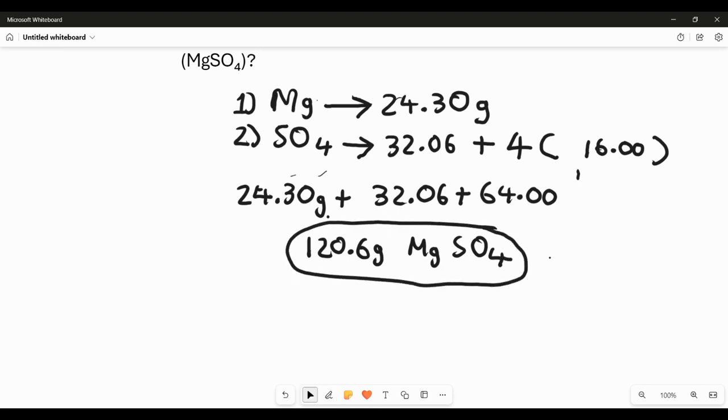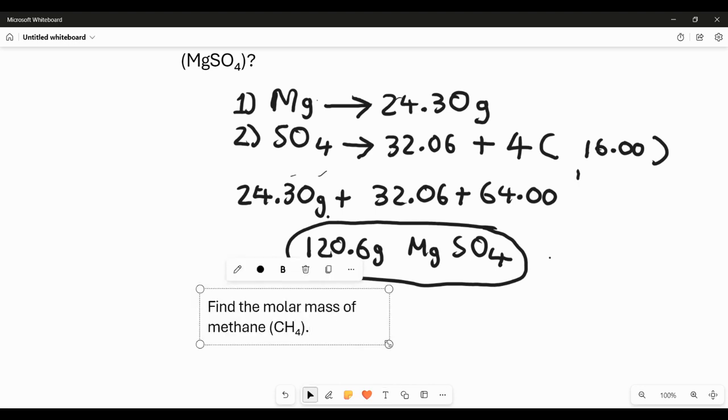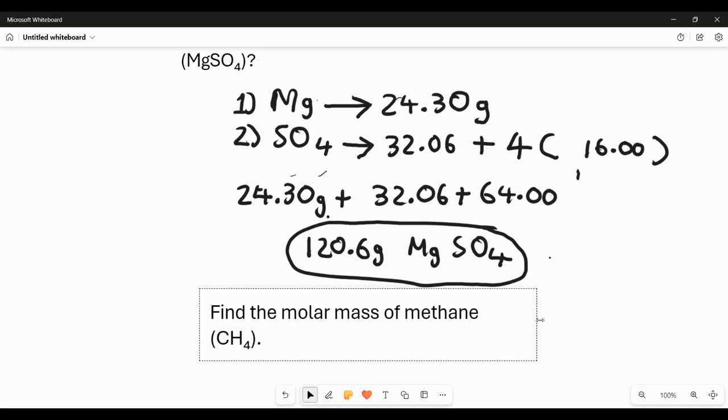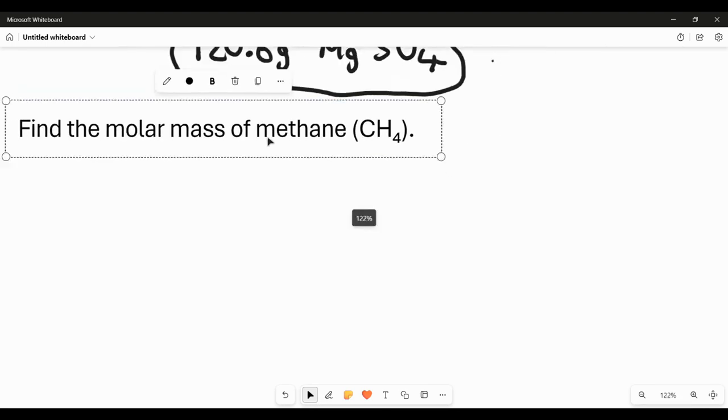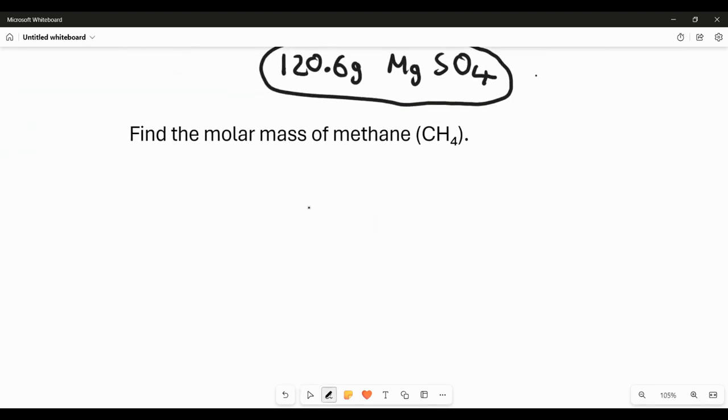Alright, so that was our first practice problem. Let's do a couple more of these. Now the second one, let's get that up here. Now our second one, find the molar mass of methane, or CH4. Now here we have only two things to consider as well. We have carbon and we have hydrogen, H4.